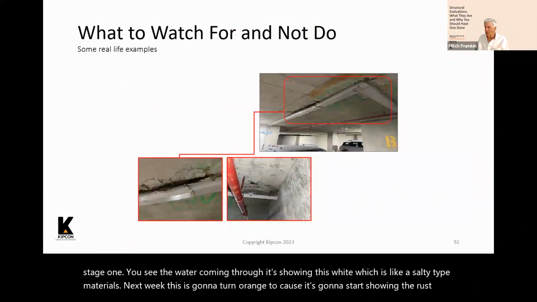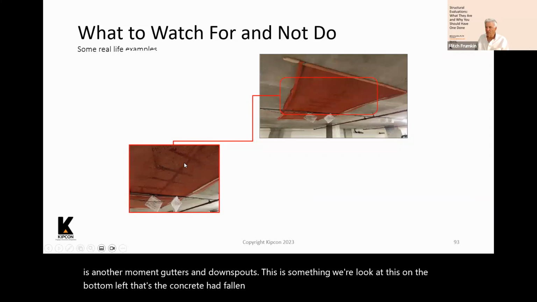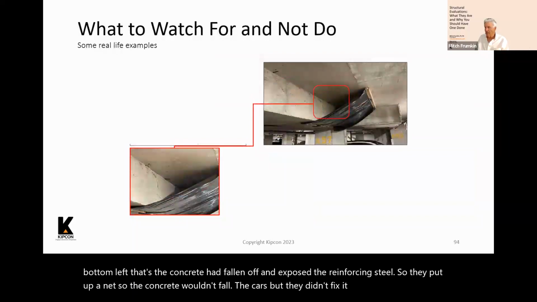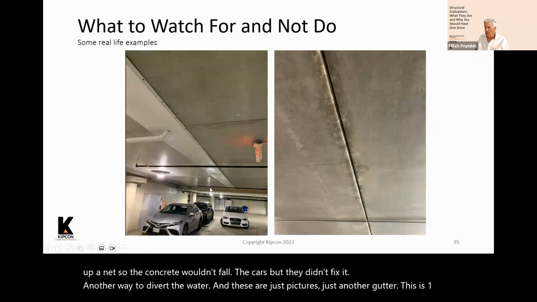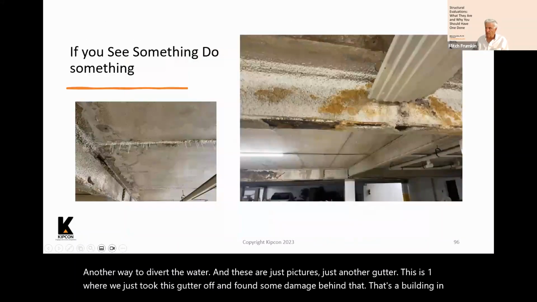This is another one with gutters and downspouts. On the bottom left, the concrete had fallen off and exposed the reinforcing steel. So they put up a net so the concrete wouldn't fall on the cars, but they didn't fix it. Another way to divert the water, these are just pictures. This is another gutter. This is one where we just took this gutter off and found some damage behind it. That's a building in Philadelphia, if I'm not mistaken.